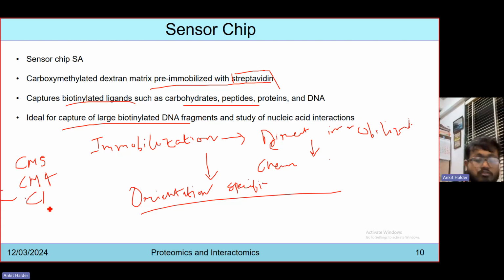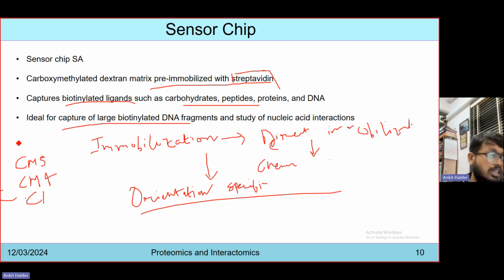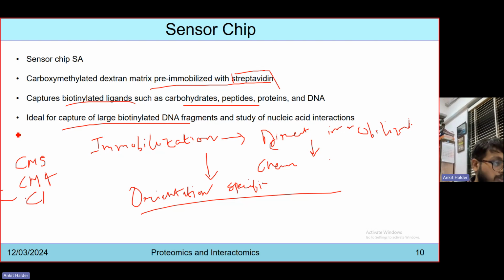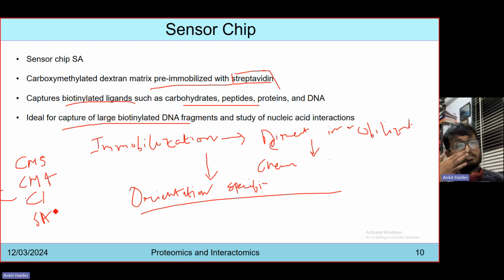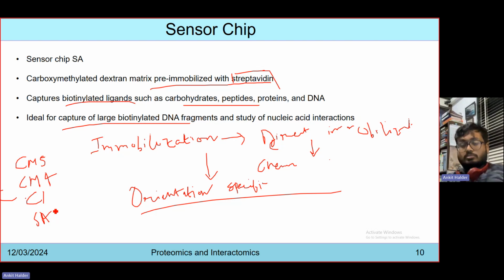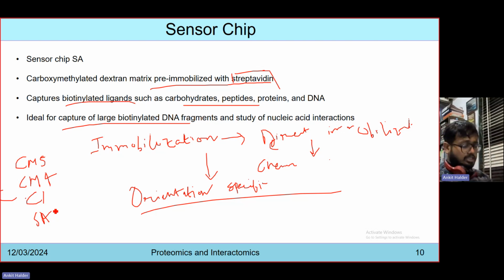Then we had C1, where large positively charged proteins are used and where the dextran matrix is not used, and now sensor chip SA, which is a carboxymethylated dextran matrix, but immobilized with streptavidin so that biotin ligands such as carbohydrates, peptides, proteins, and DNA can interact with it. So it is ideal for capture of the large biotin DNA fragments and study of nucleic acid interactions.